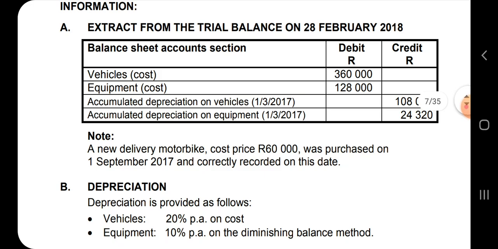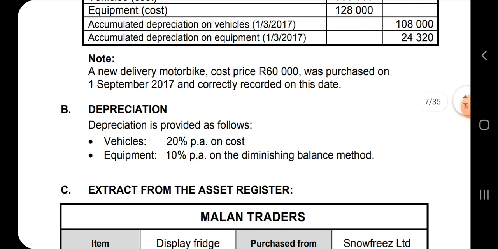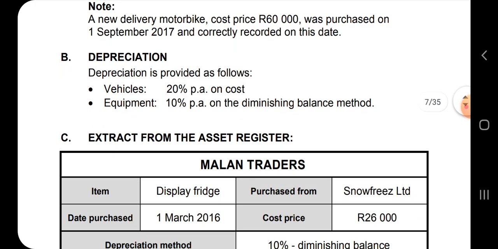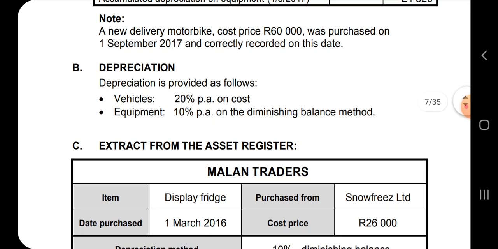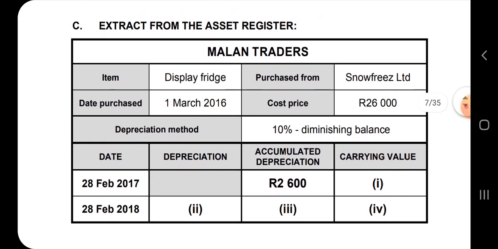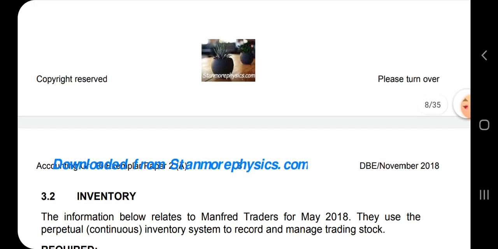So this is the extract from the trial balance. We have vehicles at cost, equipment at cost, accumulated depreciation at the beginning of the financial year, that is 1 March 2017, accumulated depreciation on vehicle and equipment. A new delivery motorbike cost price of 60,000 was purchased on 1 September 2017. That's part of vehicles and correctly recorded on this date. Depreciation 20% on cost, equipment 10% on diminishing balance. When they say on cost, you just take the cost price and multiply it by 20%. But when they say on diminishing balance, you say cost minus accumulated depreciation, then calculate your depreciation. Then the extract from the asset register, item display fridge. So this is the one that we have to do last.